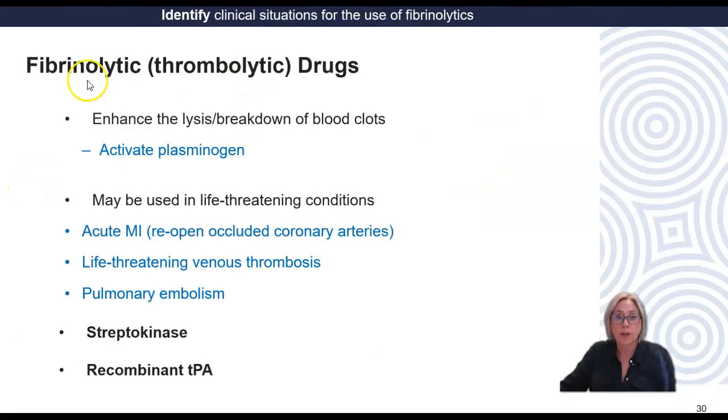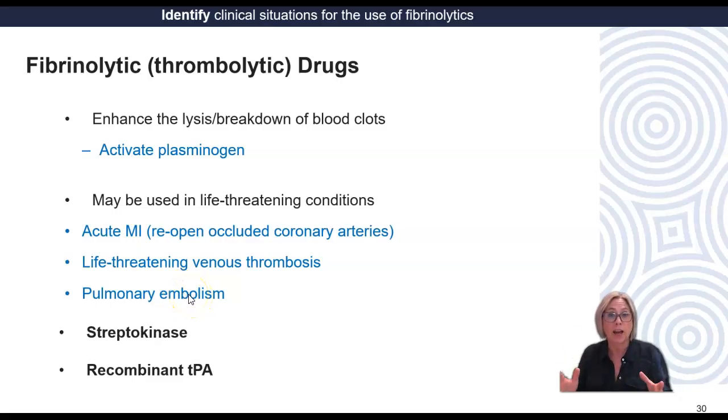Moving on to the fibrinolytic or thrombolytic drugs. So these drugs are very powerful drugs, and they're only used in life-threatening emergencies. They enhance the lysis or breakdown of blood clots, and they do this by activating plasminogen, which is converted to plasmin, and then that dissolves the clots and opens up the blood vessels. They can be used in an acute myocardial infarction to reopen blocked or occluded coronary arteries. They can be used for life-threatening venous thrombosis and also pulmonary embolisms.